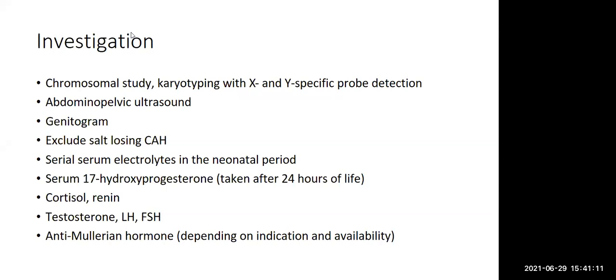I think at the serum electrolyte. Okay, so serum electrolyte for the sodium and potassium, it will be hyponatremia or hyperkalemia in CAH patients. And serum 17 hydroxyprogesterone is elevated in CAH patients, and cortisol or renin reduced in CAH patients. And also we will of course check the sexual hormones, which are testosterone, LH and FSH, and anti-mullerian hormone depending on indication and availability. Okay, so next.